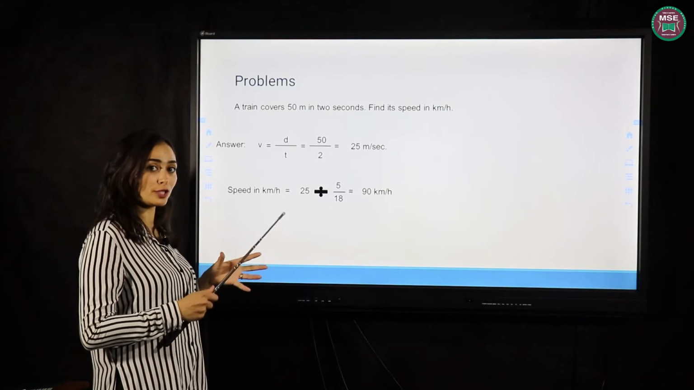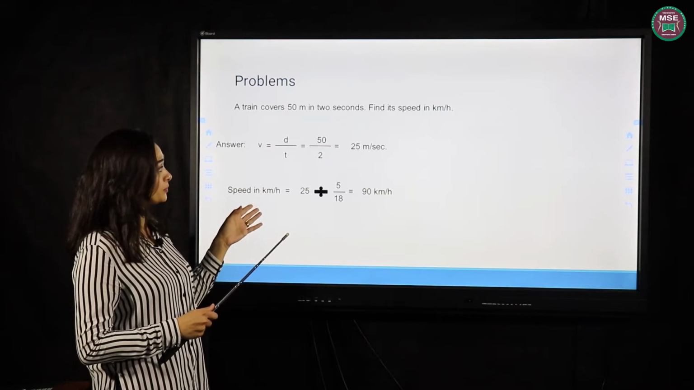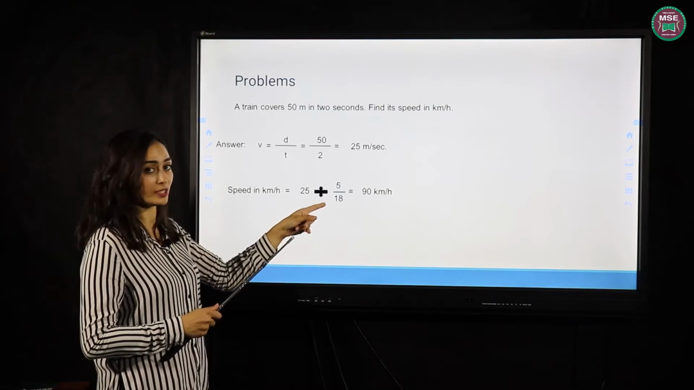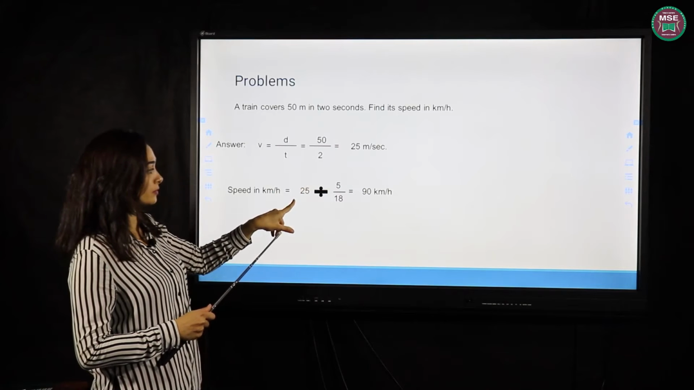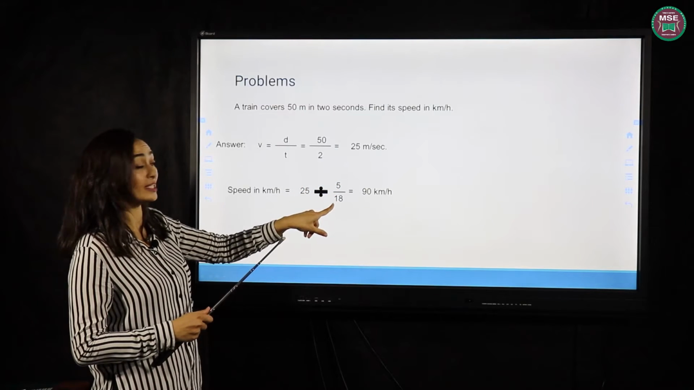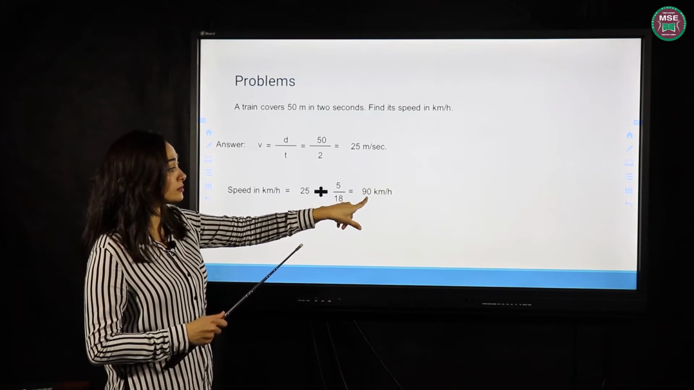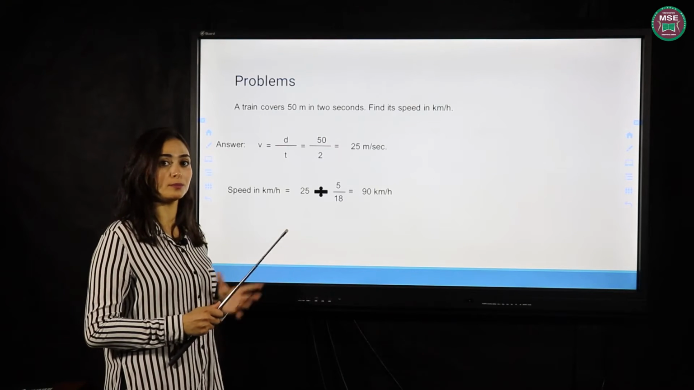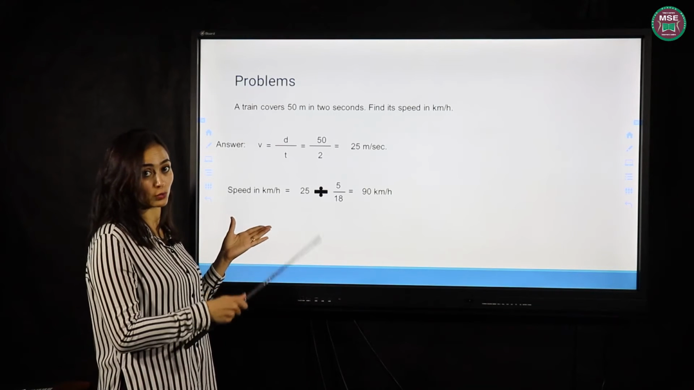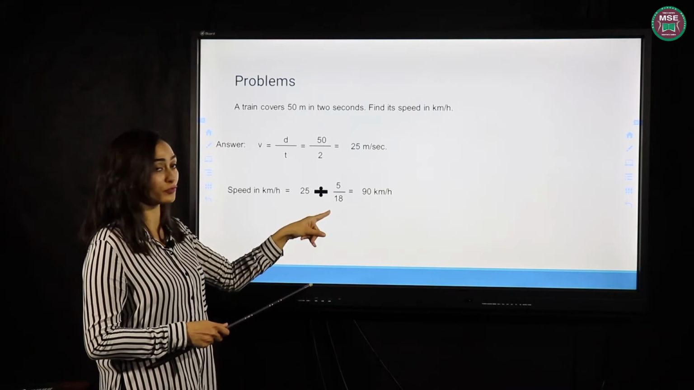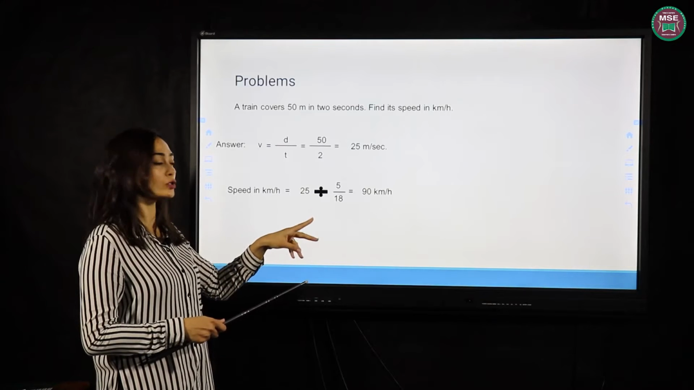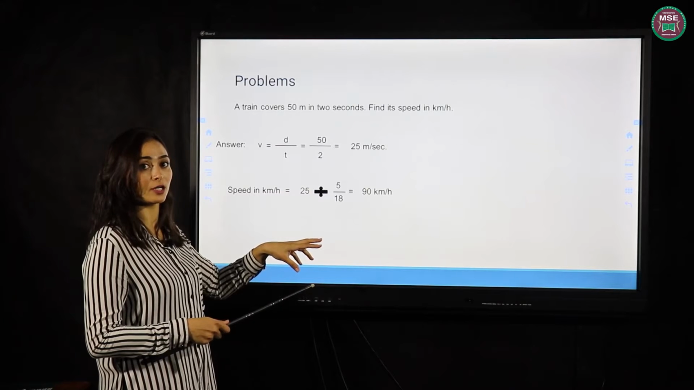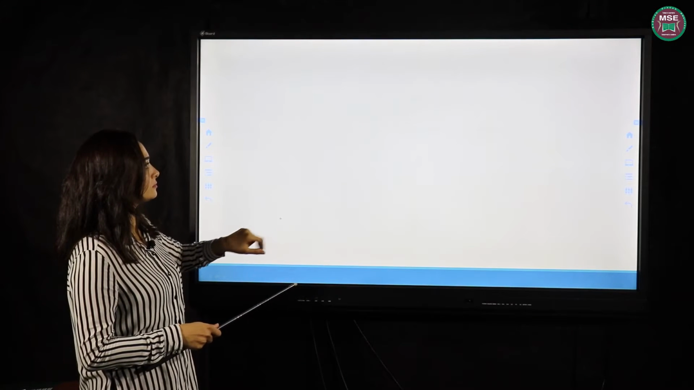If I want to convert from meter per second to kilometer per hour, we have to multiply by 5 over 18. So we take the result and multiply by 5 over 18. The result will be 90 kilometer per hour. Again, to convert from meter per second to kilometer per hour, we multiply by 5 over 18.